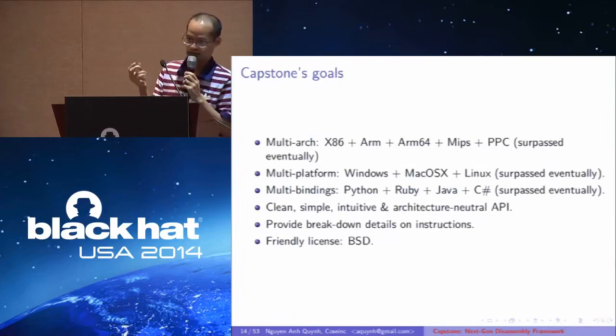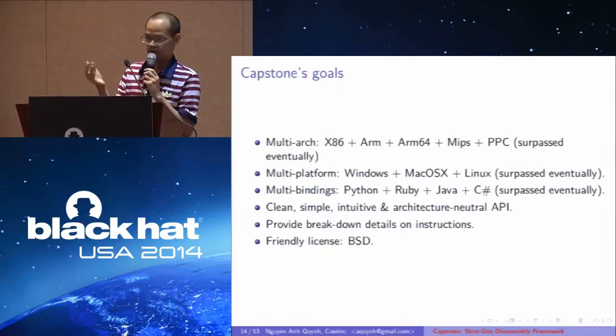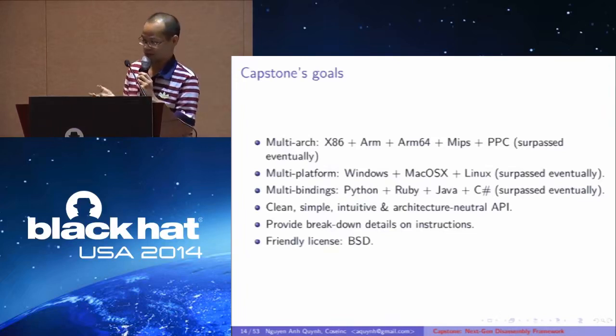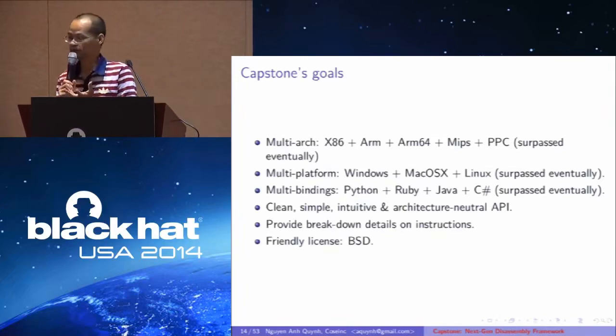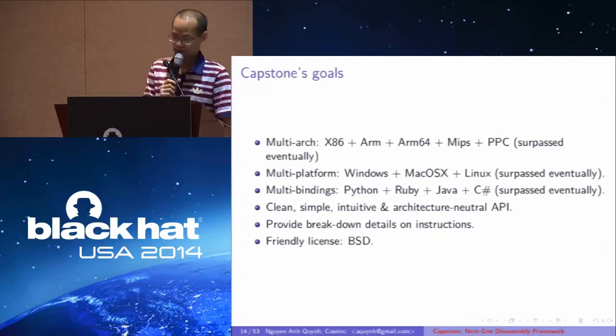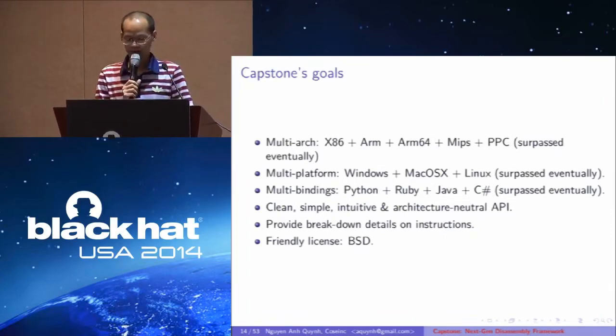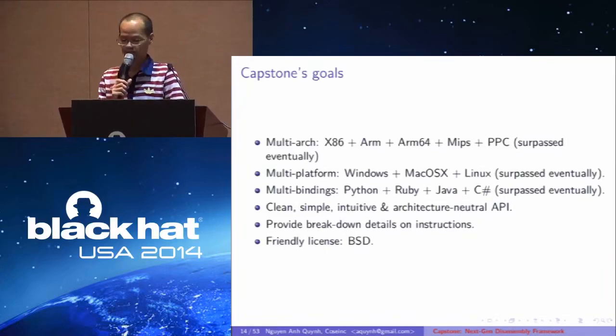First one, I want multi-arch. I wanted x86 and ARM, but I wanted more than that because the other architectures are also very popular, like ARM64, which will become very popular in the very near future, and also MIPS and PowerPC. I want multi-platform: Windows, Mac, and Linux. For bindings, I want Ruby, Python, Java, and C#. I want APIs that are clean, simple, intuitive, and don't depend on architectures.